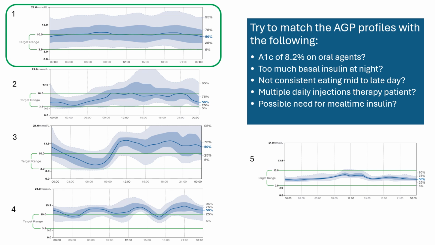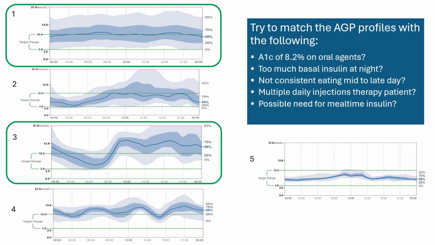If they have too much basal insulin at night, that means that they're having low blood sugars in the morning. And so that's going to lead you to choose which one. And so you're right, number 3 would be here because we've got this severe dip overnight, too much basal insulin, rebound hyperglycemia. So we're going to address the basal insulin on that. If they're not consistently eating mid to late day, then there's going to be some variability, right? So you're going to choose number 2 because here's that variability that's going on later in the day.